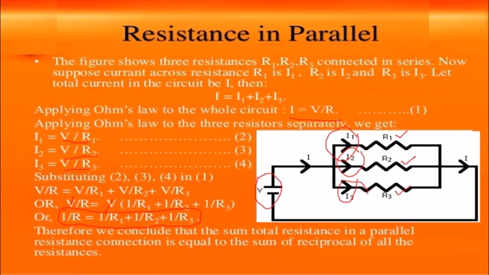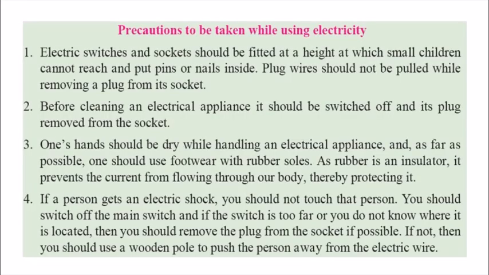Now here you can put the values. For example, if resistance was 3.5, you can put here 1 upon 3.5, 1 upon 2.5 or 1 upon whatever the value is. So therefore, we conclude that the total resistance in parallel connection is equal to the sum of the reciprocals of all the resistances. So that means here is the reciprocal, 1 upon is there. So this is the resistance in parallel. So this was about the series and parallel.